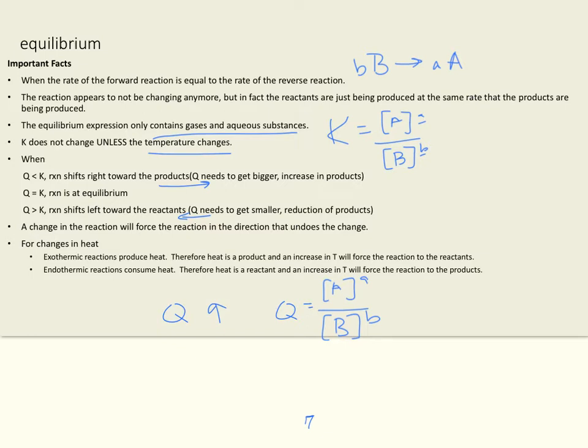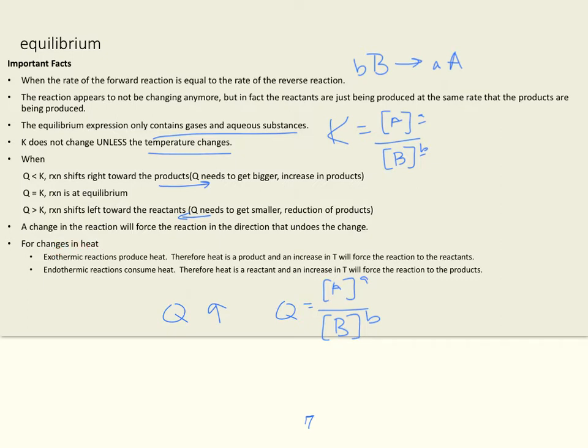A change in the reaction will force the reaction in the direction that undoes the change. So if we increase a product, if this goes up, the reaction has to go away from it. If a reactant goes up, the reaction has to go away from it. If we make the product go down, it's going to go towards it and produce more of it. So whatever undoes the change, that is going to be the direction that the reaction goes.